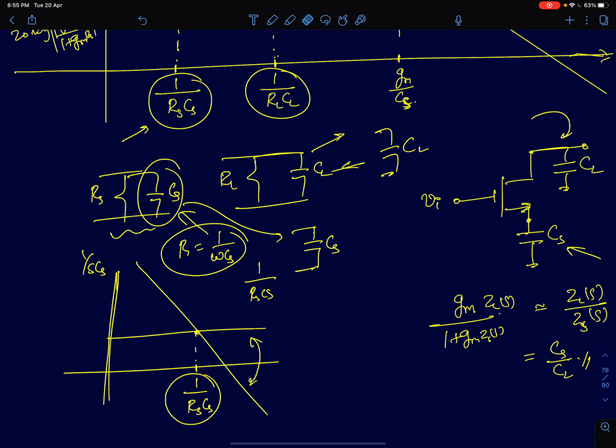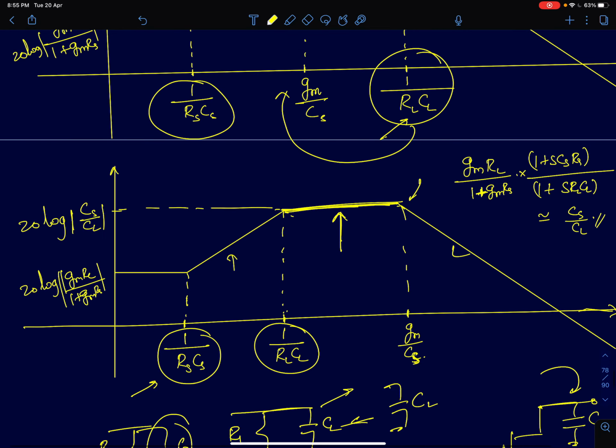Now the voltage gain of this circuit is given by GM by 1 plus GM ZS, that's the transconductance times the output impedance ZL of S. I'm again going to assume that GM ZS is still much greater than 1, so I'll ignore this term here. So I'll be left with GM ZL of S divided by GM ZS of S. So it will be just the ratio of the load impedance by the source impedance. That gives me CS by CL. So 1 by SCL by 1 by SCS, and you get CS by CL. So that's the peak value of gain here. It will be CS upon CL.